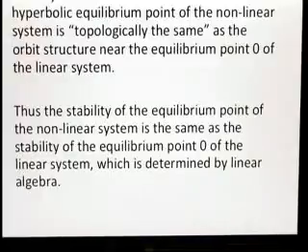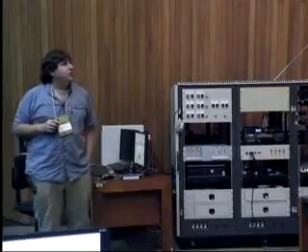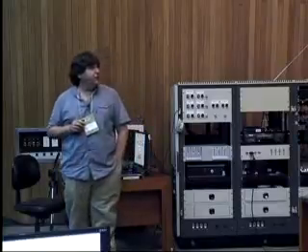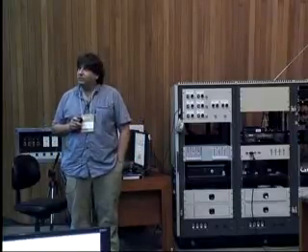Okay, so what this says is that the orbit structure in the neighborhood of a hyperbolic equilibrium point for the nonlinear system is topologically the same. That's what a homeomorphism does for you. As the orbit structure near the equilibrium point 0 for the linear system. So as a consequence, they have the same stability type. If one is an attracting spiral, the other is an attracting spiral, and so on. So the stability of the equilibrium point for the nonlinear system is the same as the stability for the equilibrium point 0 for the linear system.